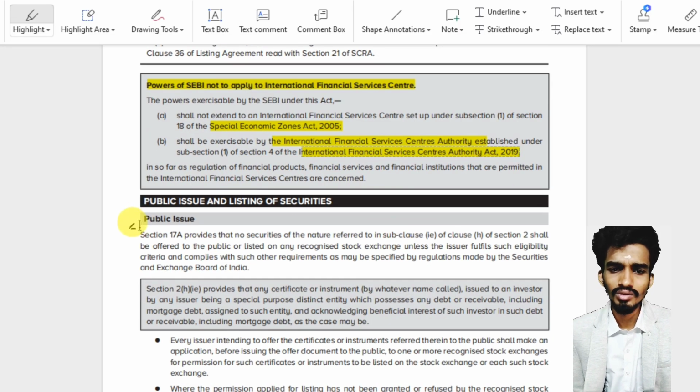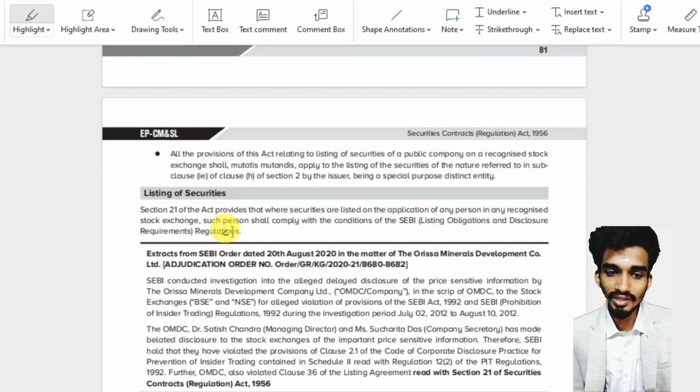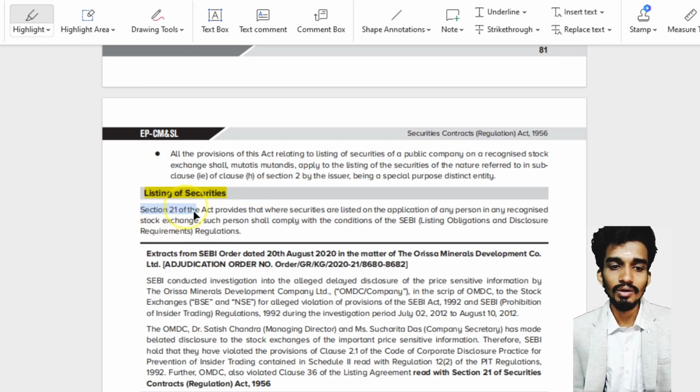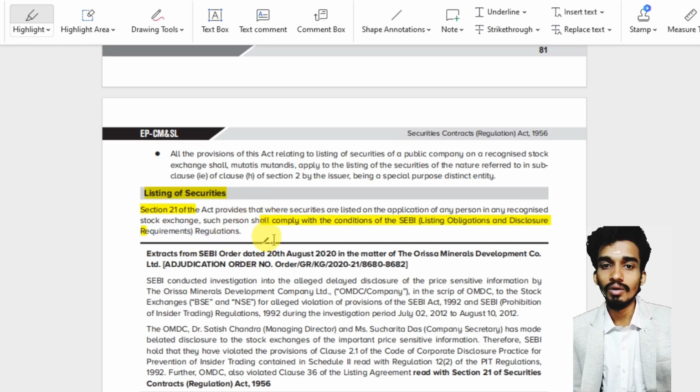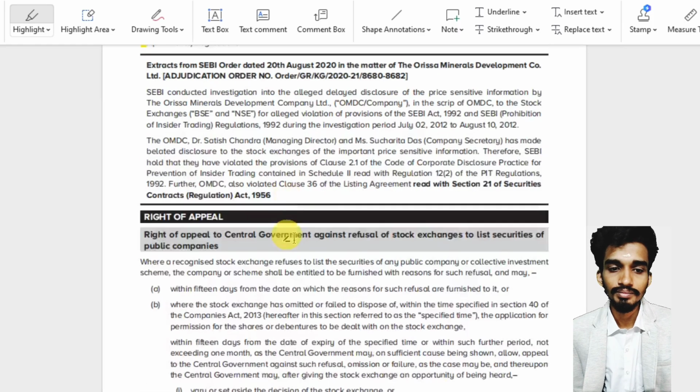And this public issue part is not important. I don't think it can be asked in an exam. Okay, listing of securities. Section 21 talks about listing of securities: after listing, you have to mandatorily follow the SEBI LODR regulation. But whenever you are listing, or in the process of listing, you have to follow the SEBI ICDR regulations.